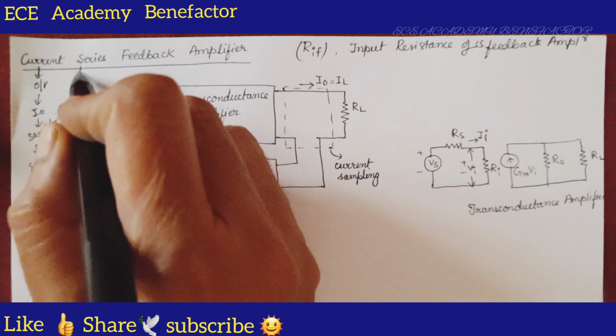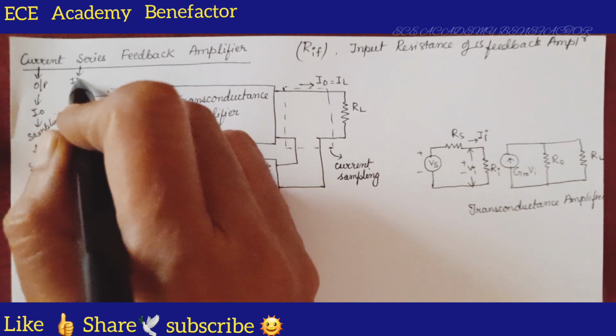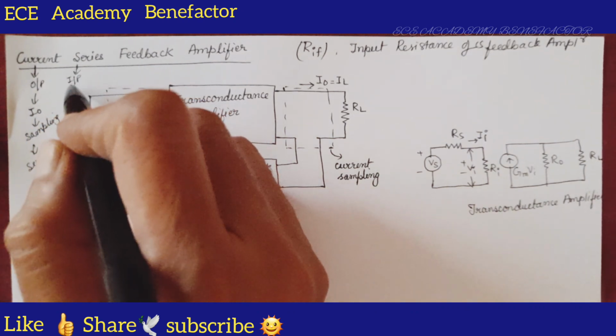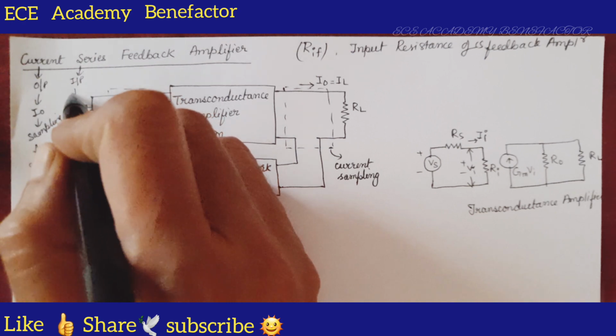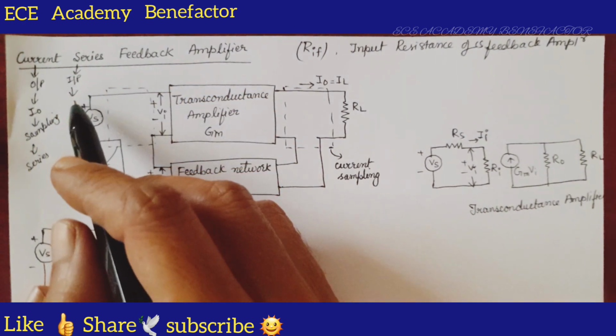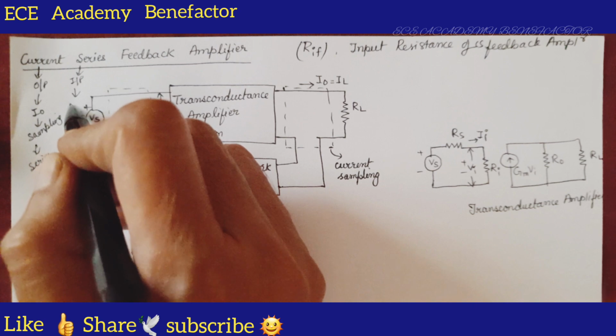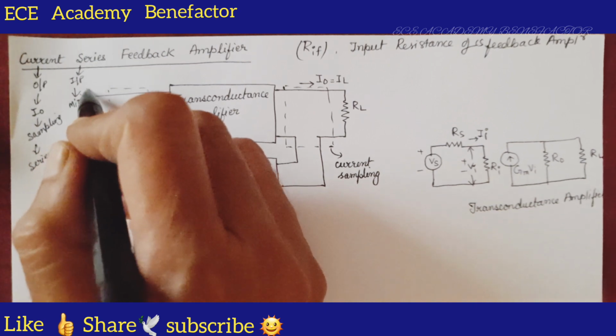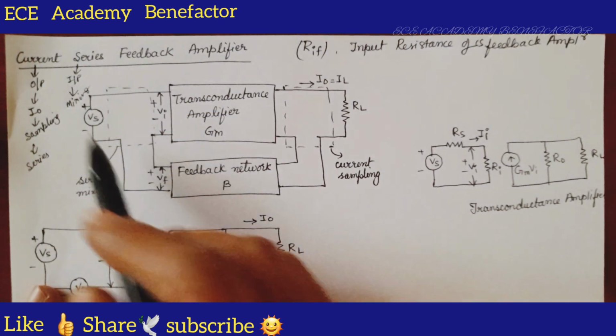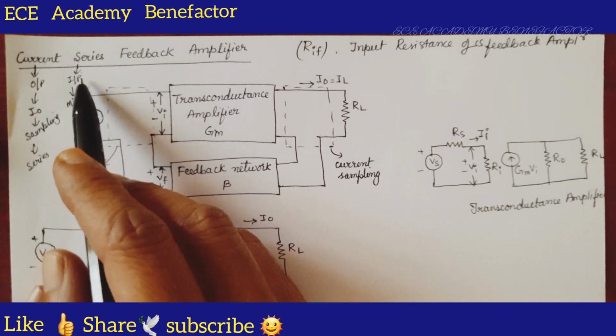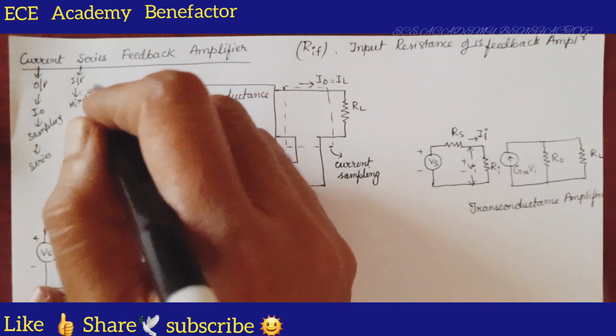And the second word tells about the input. What type of mixing is done at the input? Series mixing. If series mixing is done, what is the input parameter? It is a voltage source.